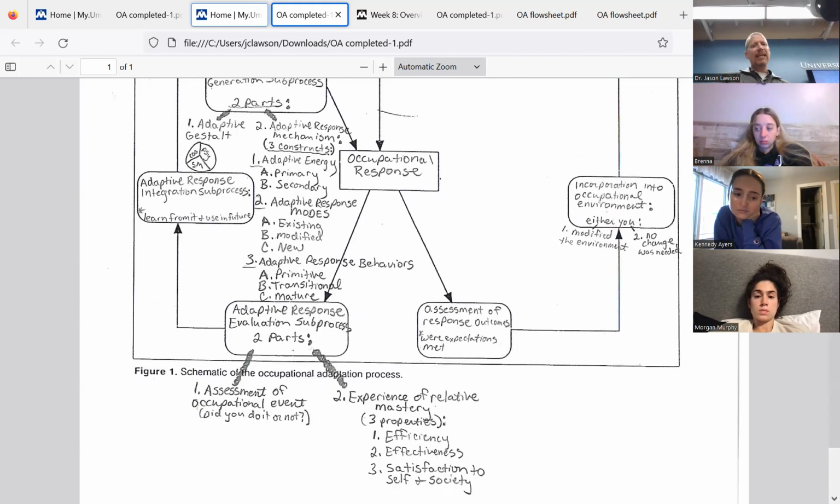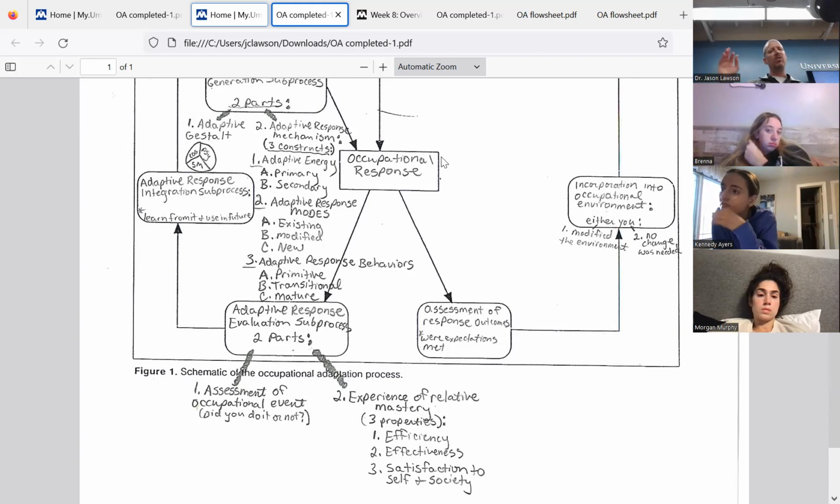Now, when we're engaging in the occupational response, when we're completing our occupation, that was what was going on inside the person. Now we're looking at what's going on with the environment on the other side. We have our occupational response, and now we need to assess the response outcomes. Were the expectations of the environment met? Did the environment help us meet our expectations? So now we're on the other side.